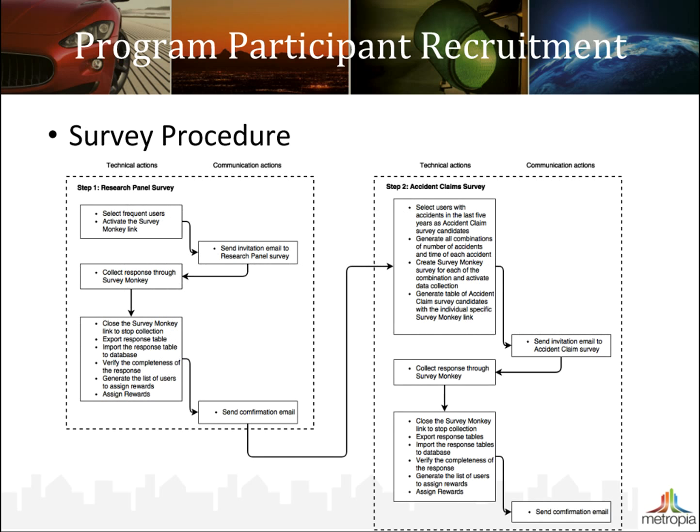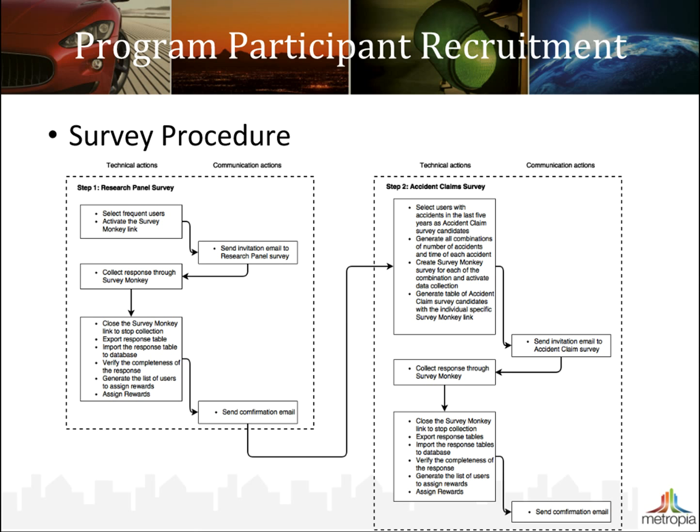The survey process was constructed as a two-step survey, including a research panel survey and an accident claim survey. This figure describes the procedure in one round of the survey and detailed technical and communication actions in each step. In step 1, the main technical actions include selecting candidates for the survey, setting up an online survey to collect responses, storing the responses in a database, verifying the completeness of the responses, and assigning rewards.